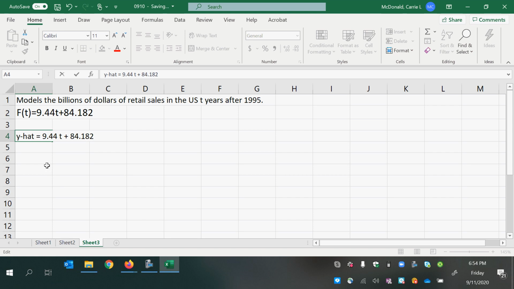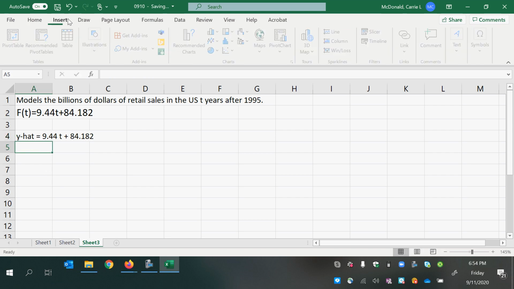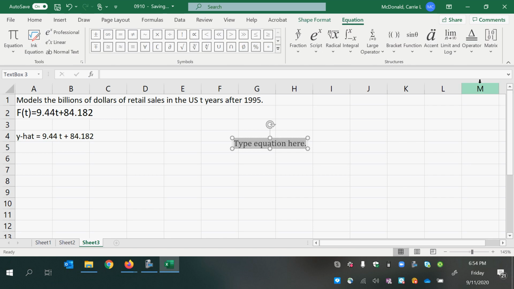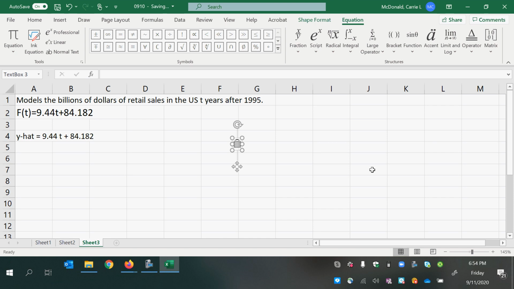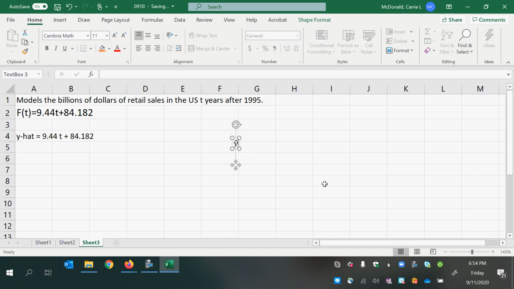Now, I usually spell it out in Excel just because it's a little faster, but you can also go ahead and do an equation and use the accent feature to create the proper denotation. So it's y with a hat on it equals, I have to get out from under the little hat there with an arrow, and then equals 9.44 t plus 84.182. Now, maybe this is starting to look familiar to you if you've ever used slope-intercept form of a line.